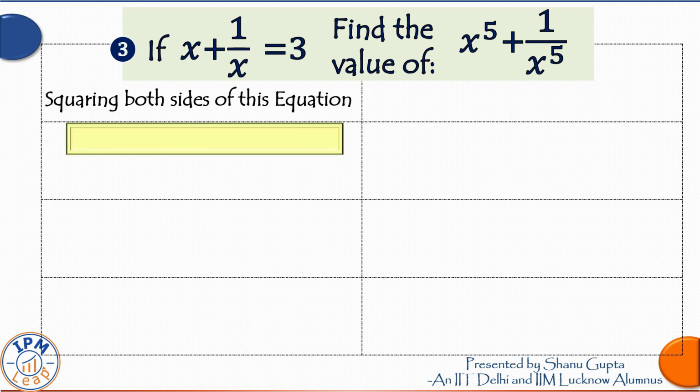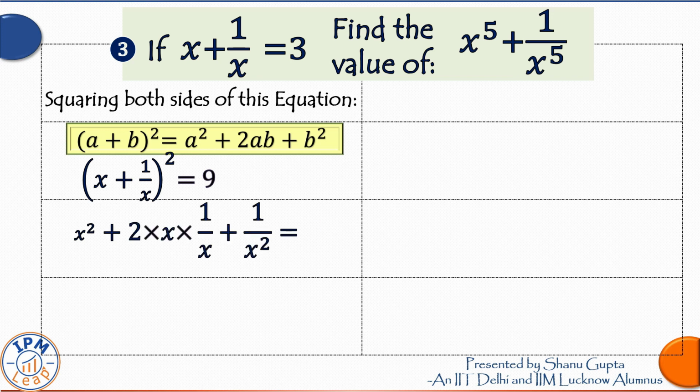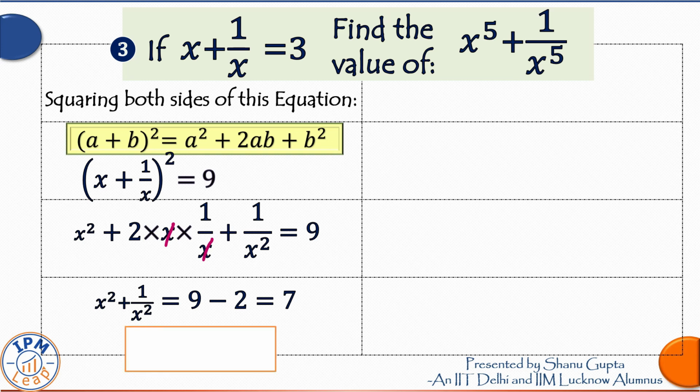Squaring the given equation on both sides, we get x square plus 2 times x into 1 by x plus 1 by x square, which is equal to 9, where x and 1 by x get cancelled, and therefore x square plus 1 by x square will be equal to 9 minus 2, which simplifies to 7.